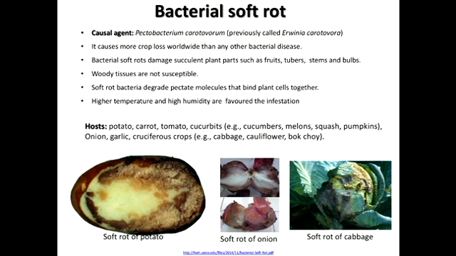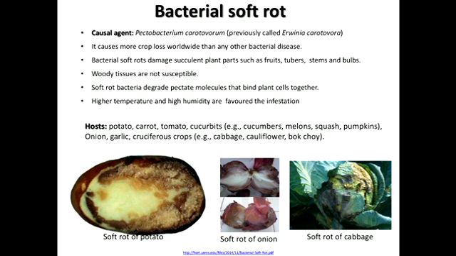And bacterial soft rot is the most important post-harvest bacterial disease around the world. Its name is Pectobacterium carotovorum. Earlier it was named Erwinia. So why Pectobacterium? Because once this bacterium attacks, it degrades the pectin material of the cell wall. So you can easily see cell collapse and degradation, and it is popularly named soft rot of potato, soft rot of onion, or soft rot of cabbage and cauliflower.